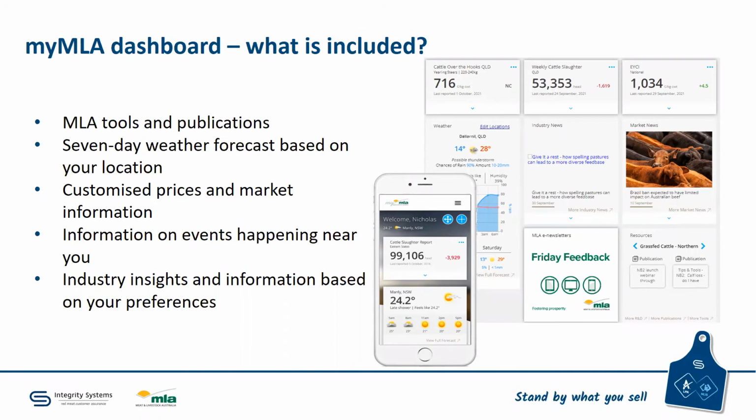You can find a little market tile that would suit you. And then as you log in every day, it'll just tell you the latest prices or information or movements in that market. You also will be notified of events that happen near you. So anything that MLA is involved in and is in their events calendar, you can be notified about those events coming up. And basically, this whole dashboard is customized to what you would prefer to see.